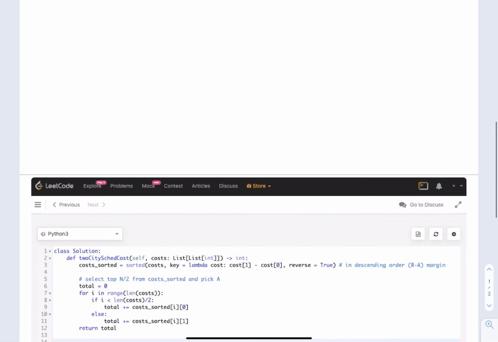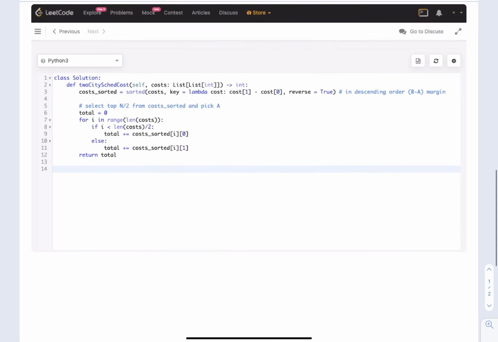Now we would like to see how to code it up, and here is the Python code for this. First of all, we are going to sort it based on the key, and the key here is the marginal cost. This will be the cost of going to B and the cost of going to A, so we take the difference as the marginal cost.